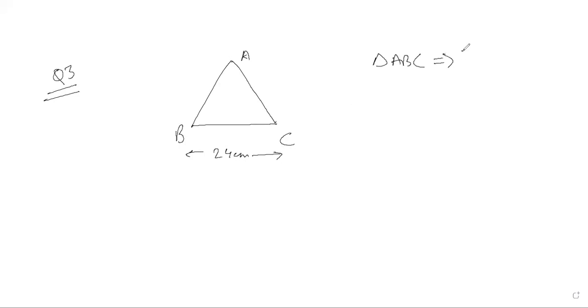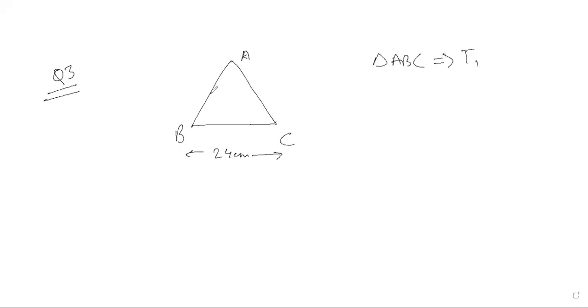Okay, so let me just explain the question once. We have an equilateral triangle T1, whose side is given to us. Let's suppose we mark this triangle ABC. The side of this equilateral triangle is given to us as 24 centimeter. So triangle ABC is T1.